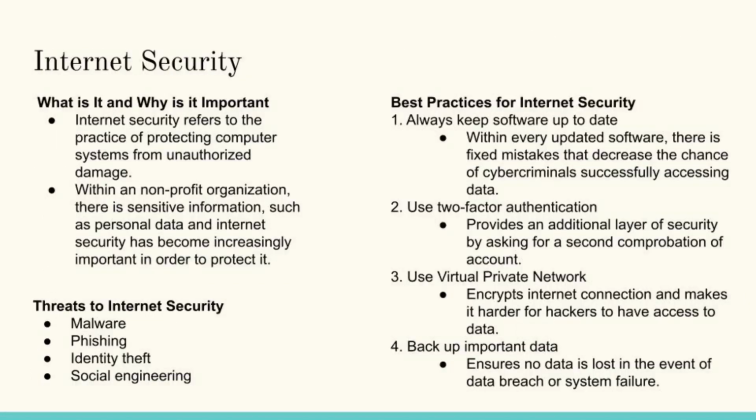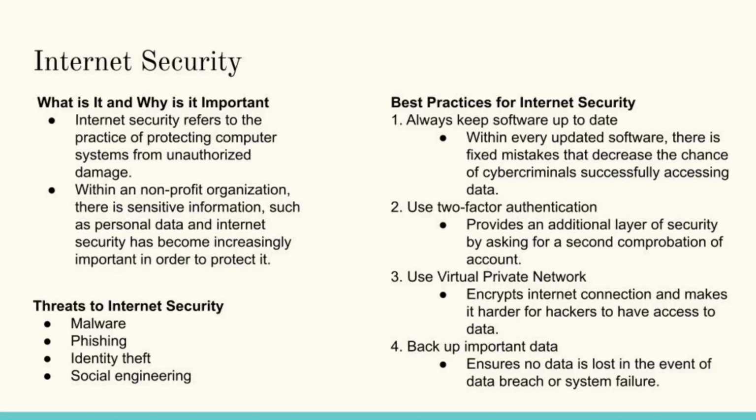So let's talk about internet security and why it's important. So what is internet security? It refers to the practice of protecting computer systems from unauthorized damage. And why is it important? So within a nonprofit organization, there's sensitive information such as personal data, and internet security has become increasingly important in order to protect that data. Some of the threats to internet security are malware, phishing, identity theft, and social engineering, which we introduced earlier in this video. So how can we practice internet security?